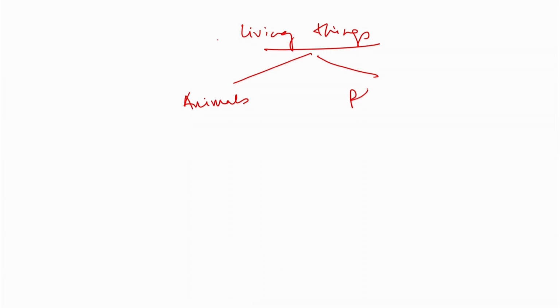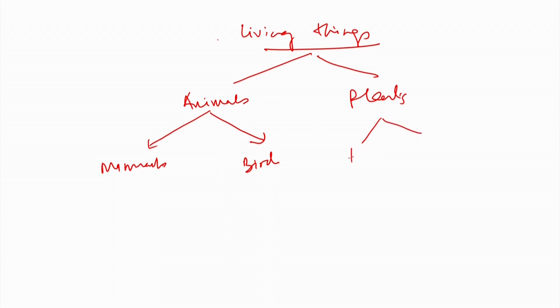So, I have a top order node of living things, and within living things I will have two nodes, which are animals and plants. And within animals, let us say I will just put two categories. I will have mammals and birds, and within plants I will have trees and shrubs.